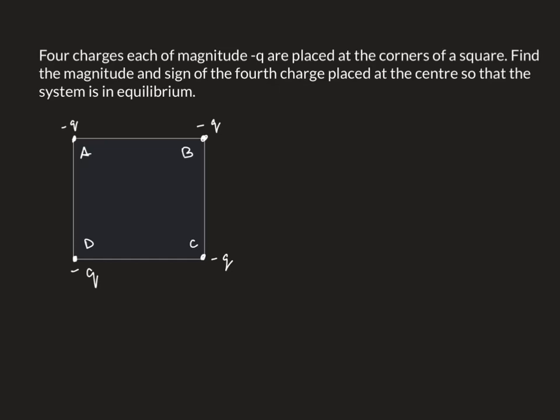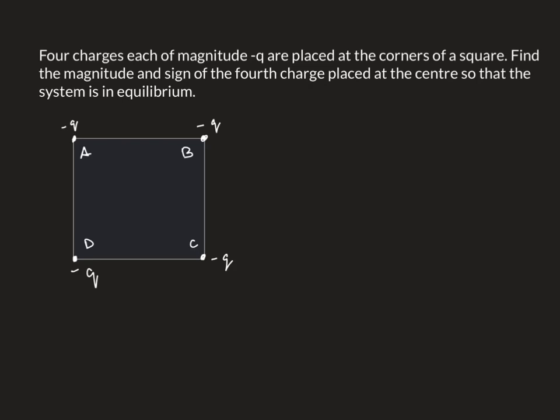Okay, so this is a question. Four charges, each of magnitude minus q, are placed at the corners of a square. You can see the square here. At the corners we'll have 4 charges. Find the magnitude and sign of the fourth charge placed at the center.